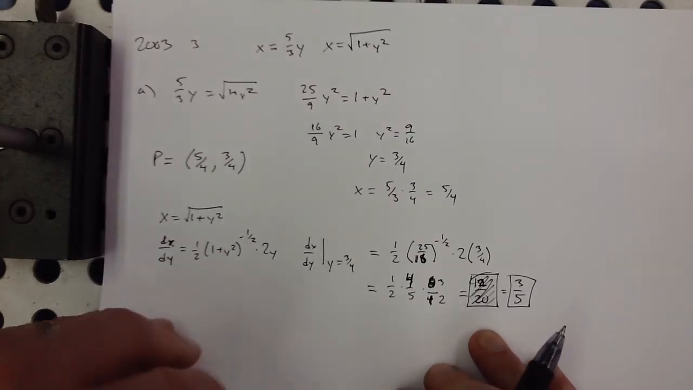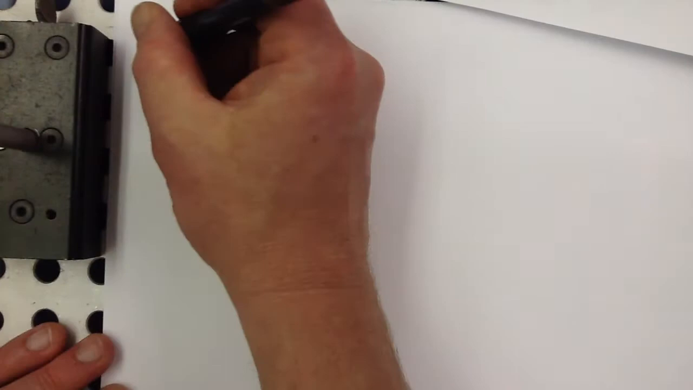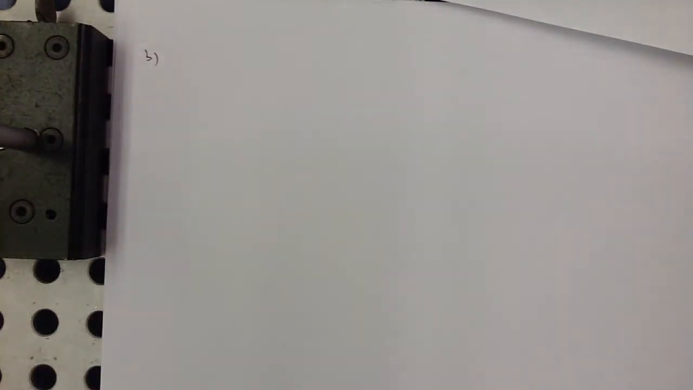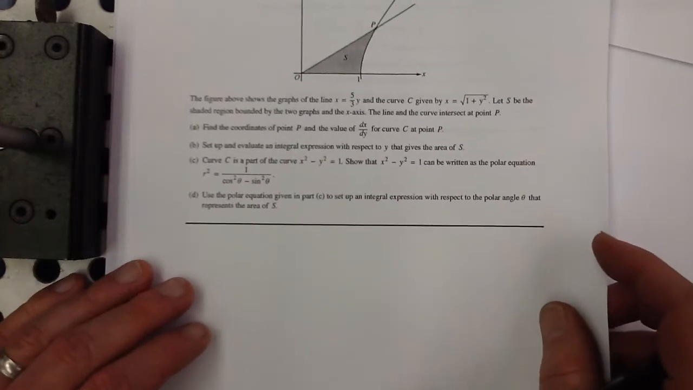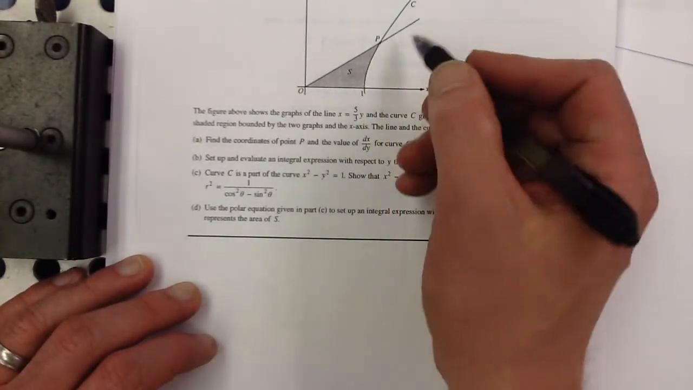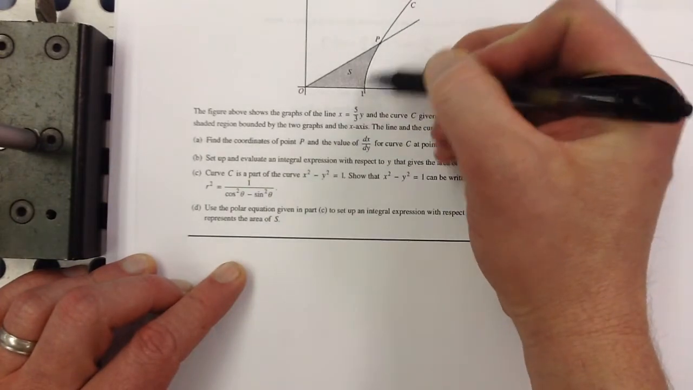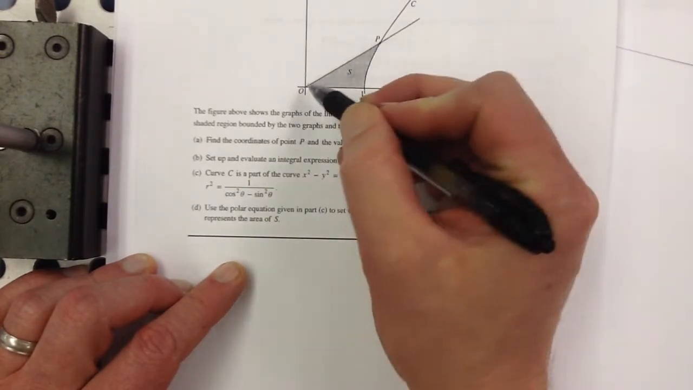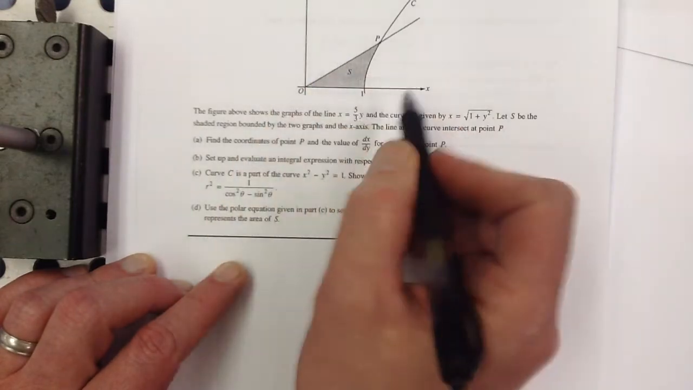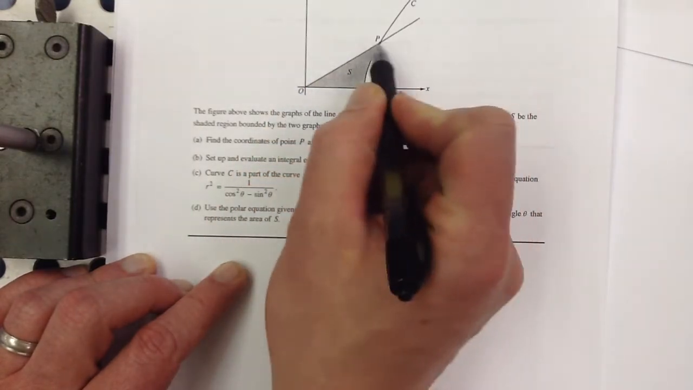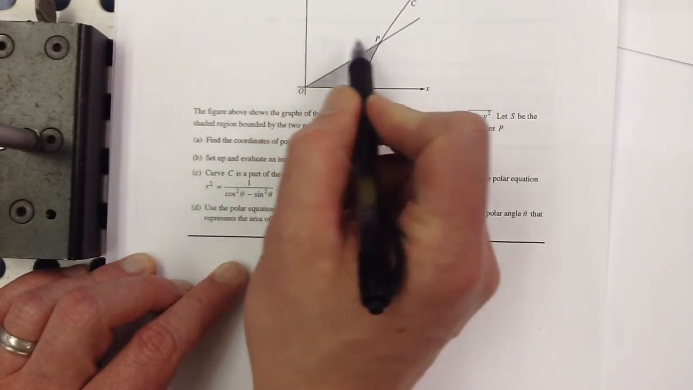Part B. Set up and evaluate an integral expression with respect to y that gives the area of the region S. So that region S, with respect to y, it would be this minus this, right? If we're looking at a dy problem from y equals 0 to y equals, what was it, 3/4?